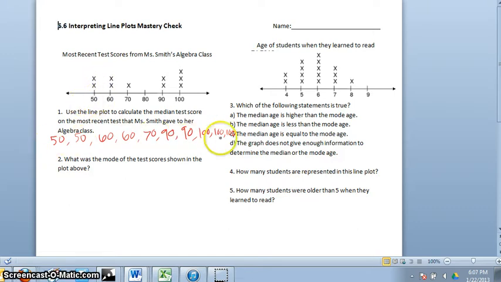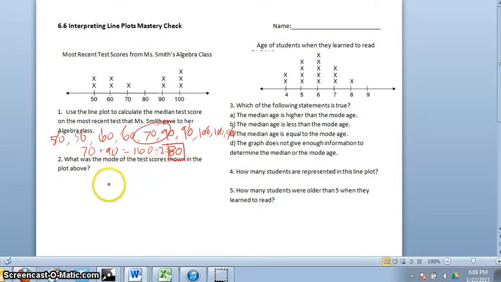So I've written out all those test scores, and now I'm going to find the middle value. So crossing out lowest and highest, I'm left with 70 and 90. When I have 2 numbers in the middle, I find their average to get the median. So I have 70 plus 90 is equal to 160. And then when I divide by how many numbers there were, which is 2, I get 80 as my median.